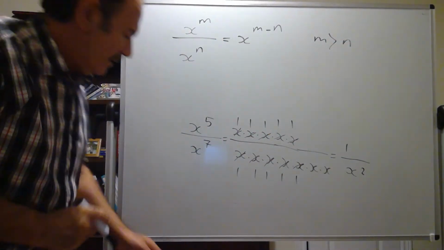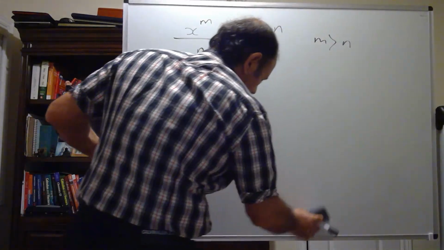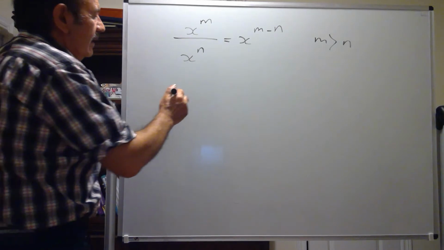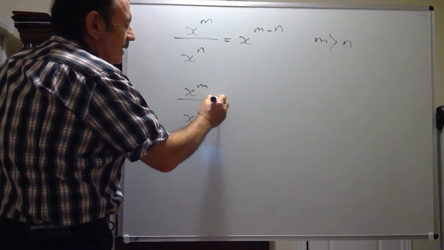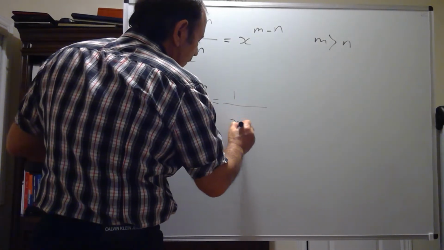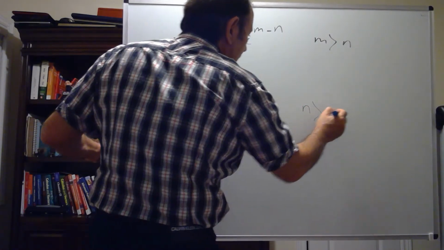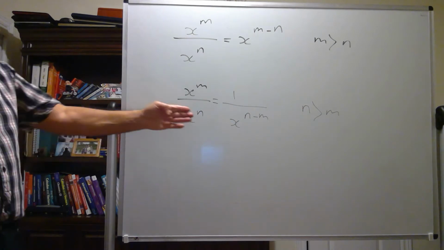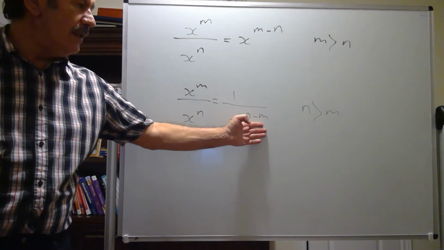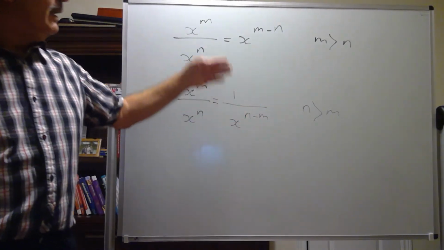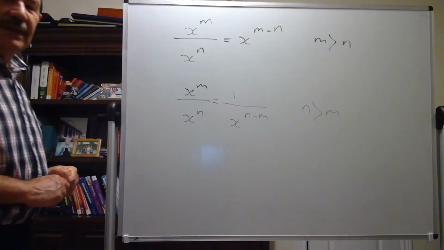If it was the other case, if x to the power of m over x to the power of n, and n is greater than m, then it equals 1 over x to the power of n minus m. So if n is greater than m, we write in the denominator n minus m, 1 over; and if m is greater than n, it's going to be x to the power of m minus n. As an example, we did this part.